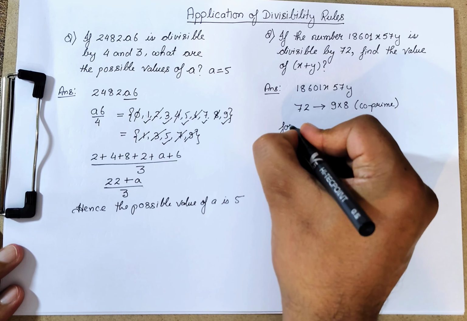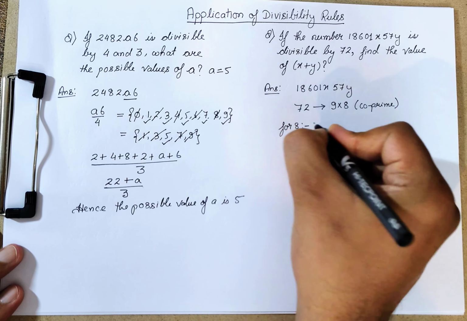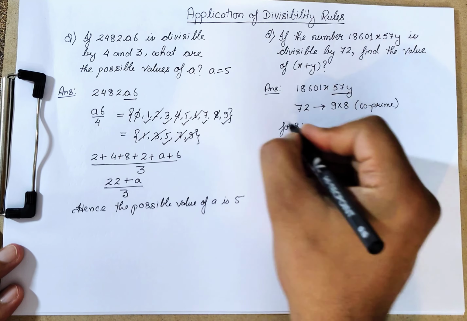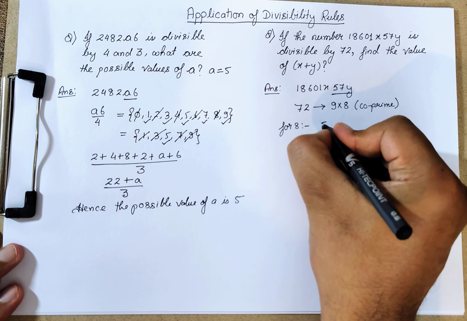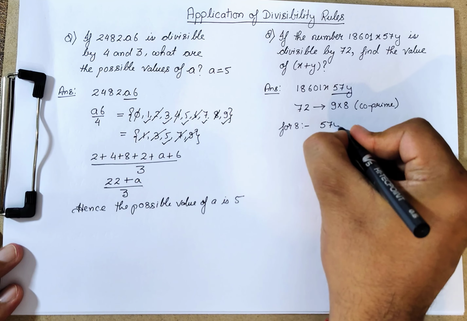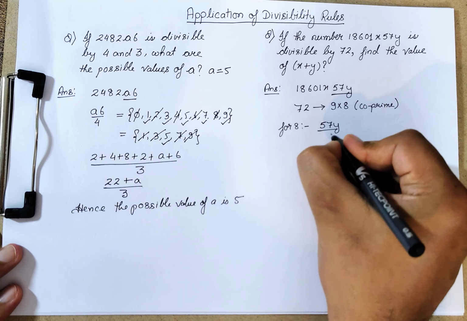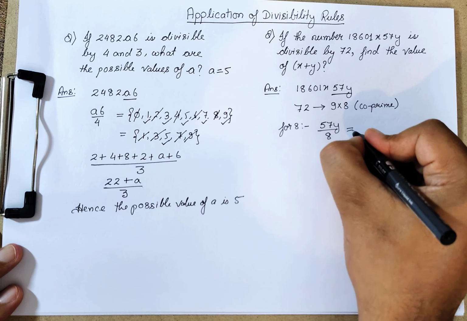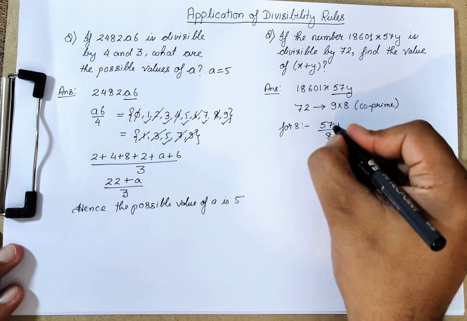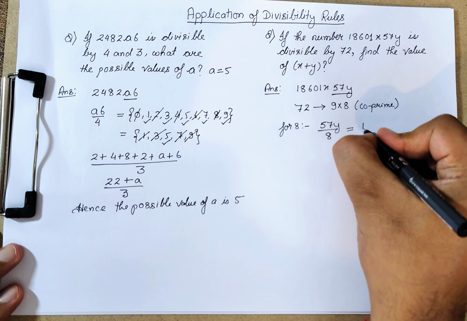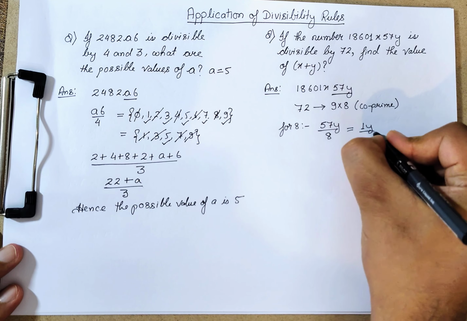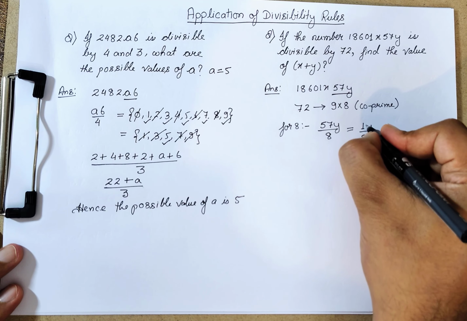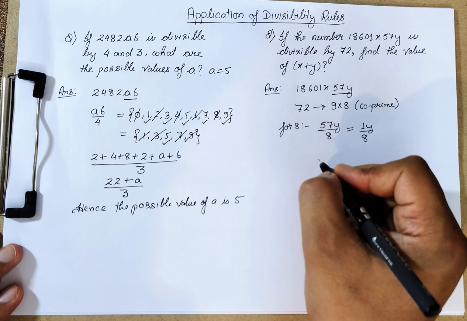For 8, we know that the last 3 digits must be divisible by 8. Then the complete number is divisible by 8. So we can say that 57y must be divisible by 8. So 8 7s are 56. We get remainder 1. So we can say that 1y. We can write it like this also. 1y should be completely divisible by 8.